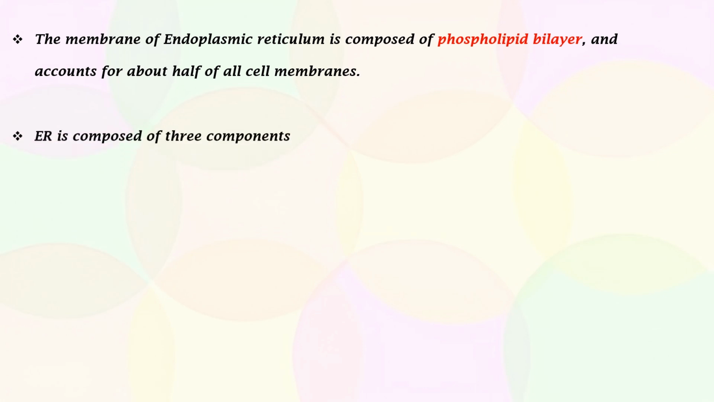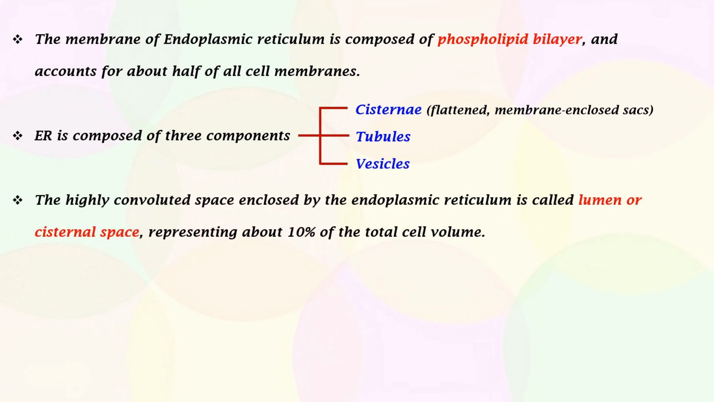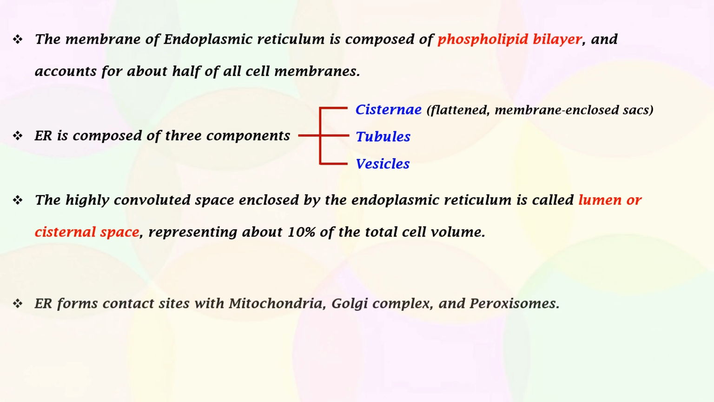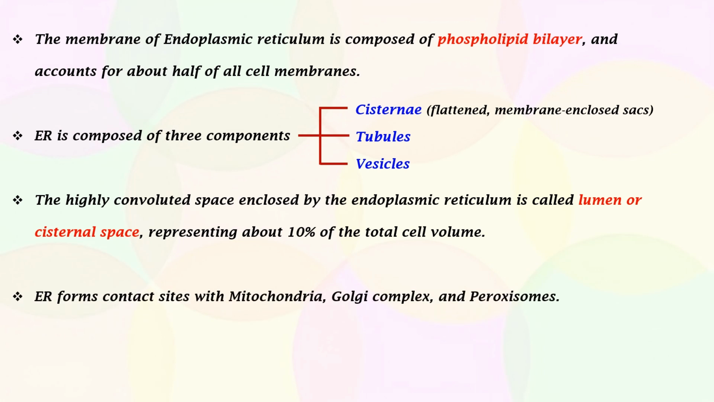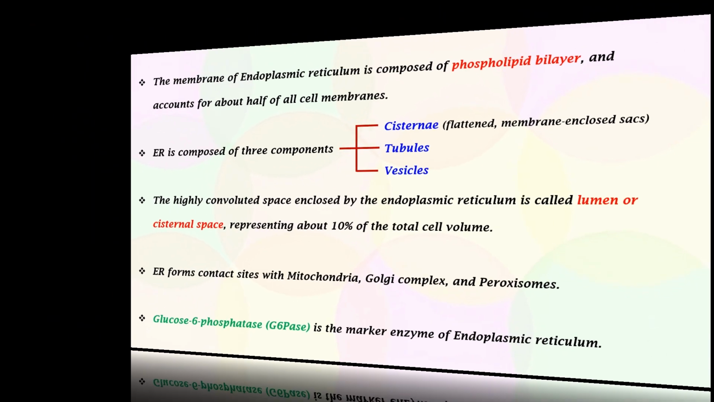As discussed earlier, endoplasmic reticulum is composed of three components. Cisternae are a series of interconnected, flattened, membrane-enclosed sacs, tubules, and vesicles. The hollow portion enclosed by the endoplasmic reticulum is called lumen or cisternal space, representing about 10% of the total cell volume. ER also forms contact sites with mitochondria, Golgi complex, and peroxisomes. The marker enzyme of endoplasmic reticulum is glucose 6-phosphatase.